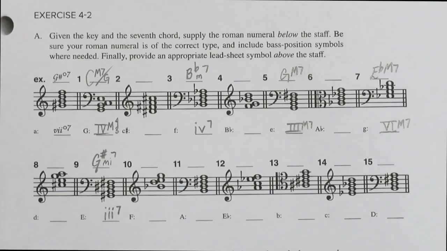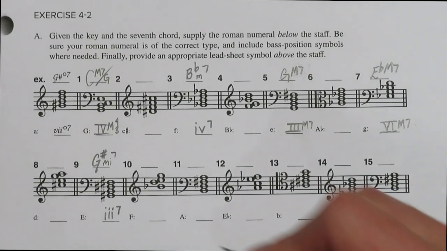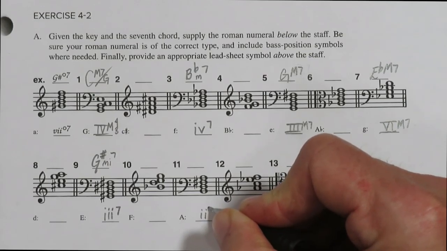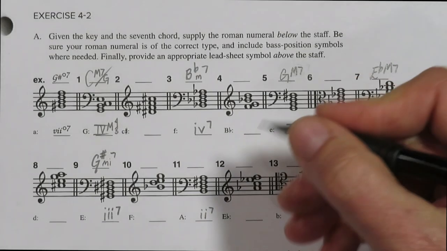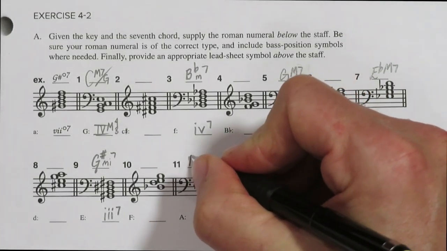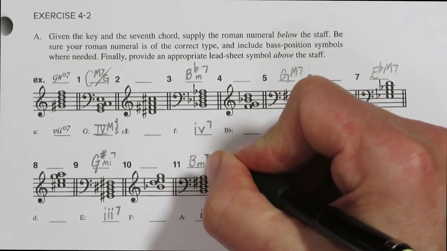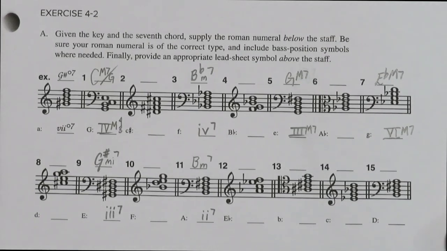Okay, so it's a 2-7. And we would just put B minor 7th there. Okay.